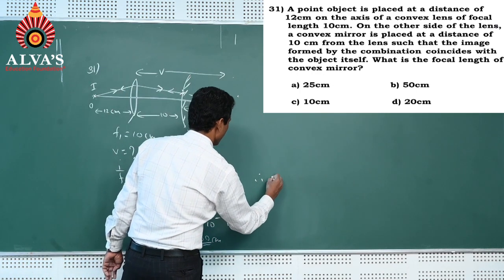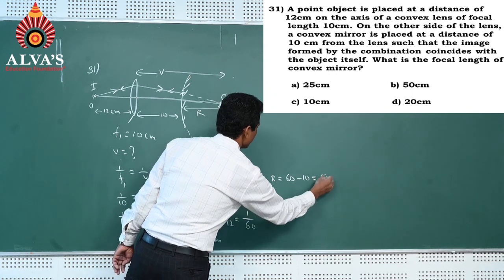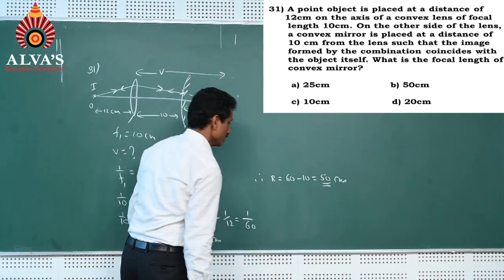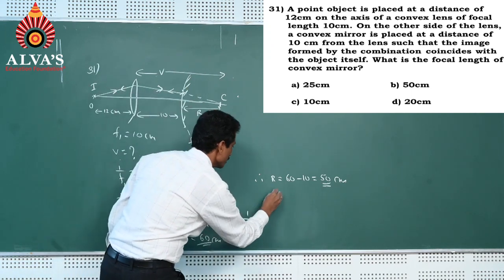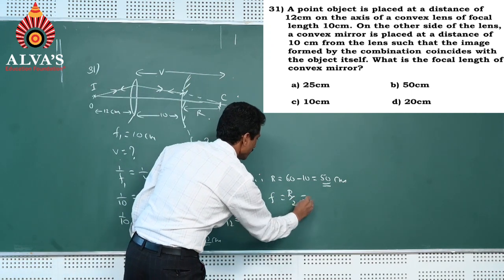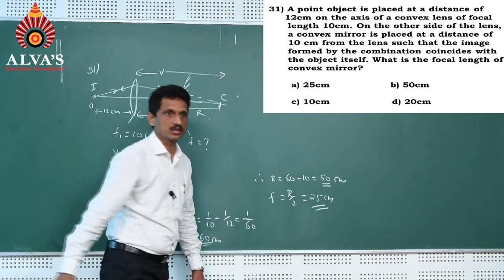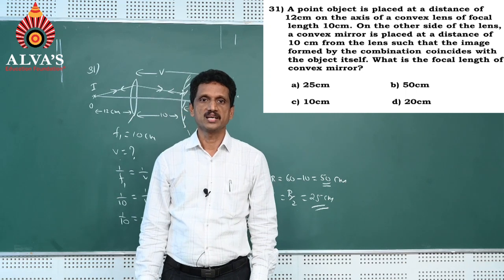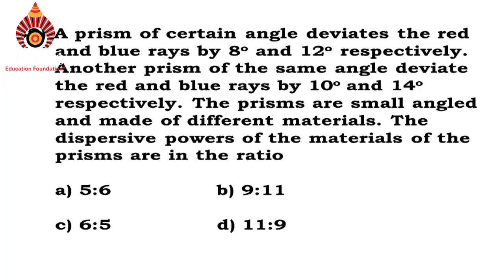Therefore, r is equal to 60 minus 10. It is 50 centimeter. The radius of this convex mirror is 50 centimeter. You know, focal length is equal to r by 2. It is 25 centimeter. Hence, option A is the correct answer. Answer A. Next question.